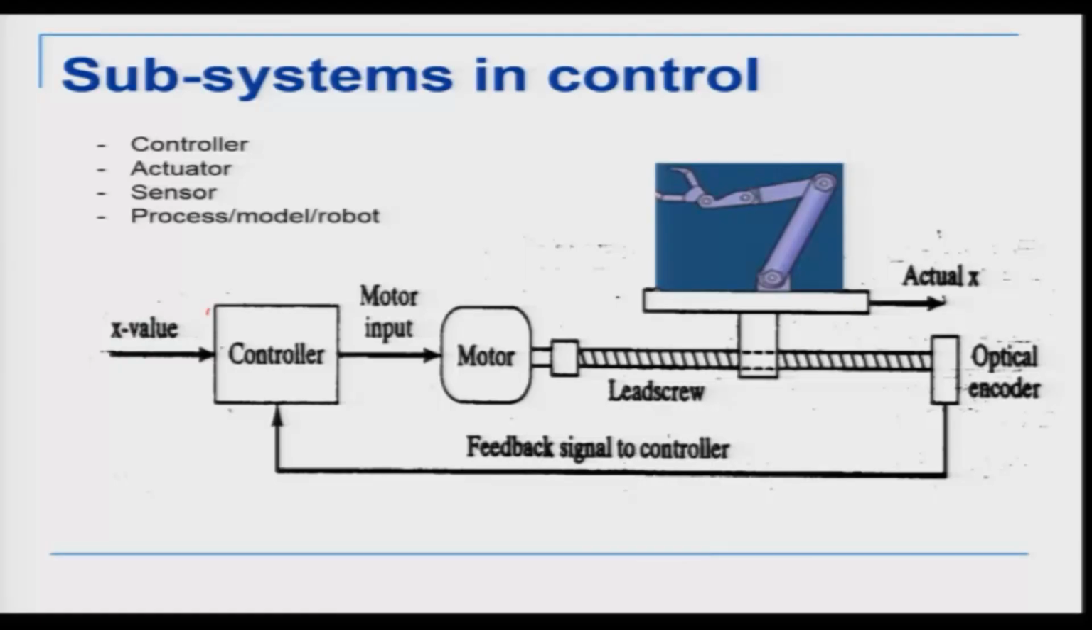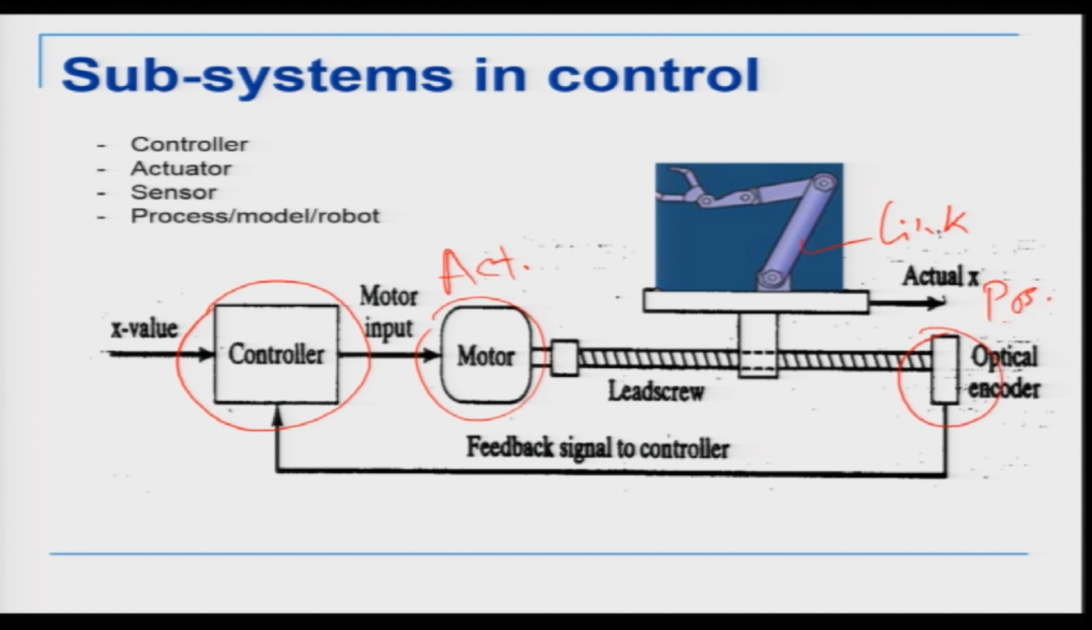So in the last class, to revise very quickly, what we talked about is that the basic control system has 4 parts. One is the controller. The second part is the actuator, which is the motor in our case. Then we have the actual link of the robot which is moving in space, and then we have a position sensor, like an encoder, and this is my closed loop control system which controls the link of the robot.